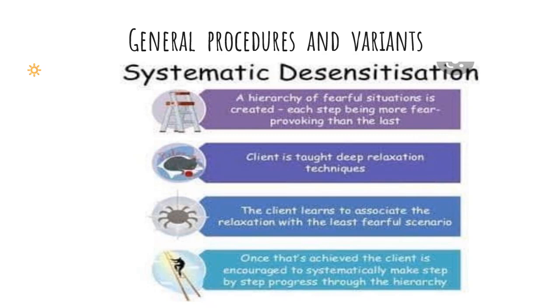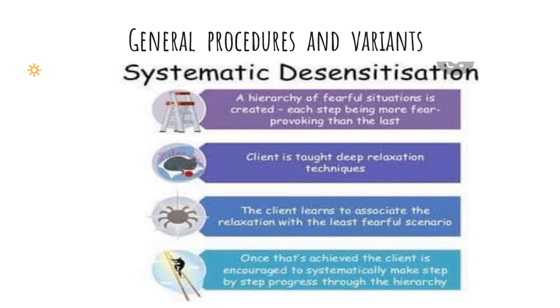Next, the client learns to associate relaxation with the least fearful scenarios, right? For example, here we have seen positive versus negative association. A positive association is a person feeling calm with a toy or a teddy bear. So how we associate with that is the one thing that creates relaxation for the client.